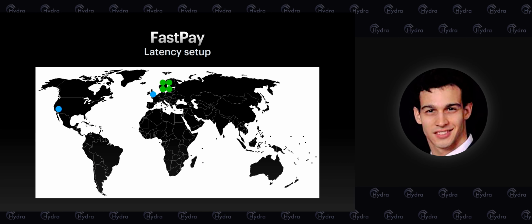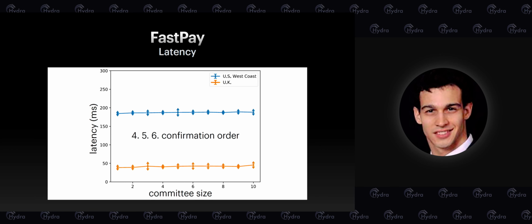For the latency, we measured using the following setup. We put one client in California, that's the blue dots on the left, and one client in London, and we set the committee in Stockholm, just to measure the latency from a client which is very close to the committee and one that is very far away. And here is how it goes.